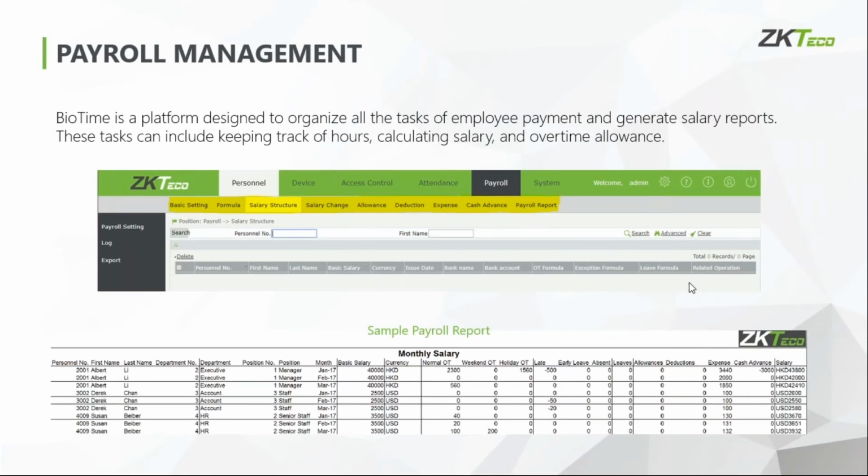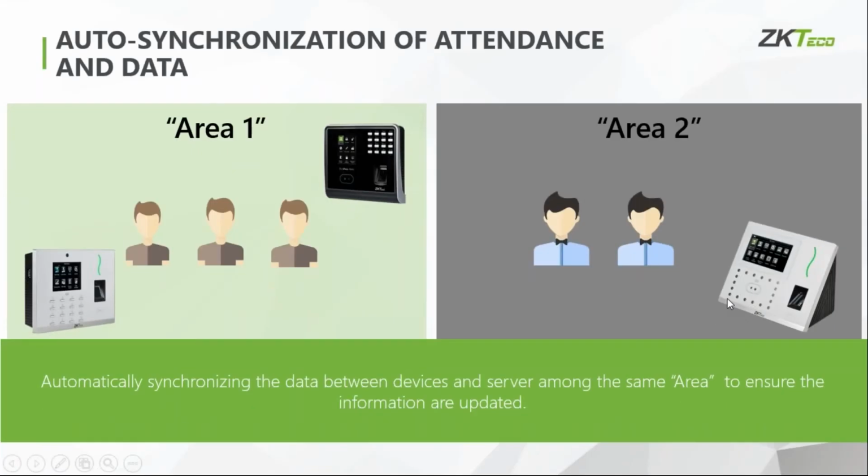Okay, so payroll management, this is the thing. You need to input some values, and in that case, you will get the final payroll report. Next, the synchronization of attendance and data. This is the important thing that we handle in BioTime 7.0 other than other software, because the main difficulty you have if you are going for a centralized system is that you need to handle each device as separate or each device as a single system.